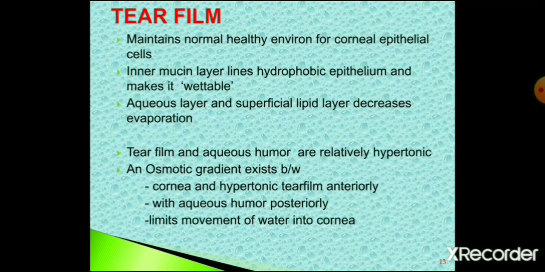The tear film and aqueous humor are relatively hypertonic. So both the aqueous humor and the tear film are hypertonic. An osmotic gradient exists between the cornea and the hypertonic tear film anteriorly, and with the aqueous humor posteriorly. So these two limit the movement of water into the cornea. That will protect the cornea and transparency is maintained.